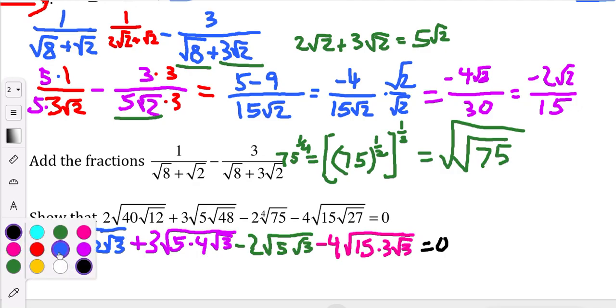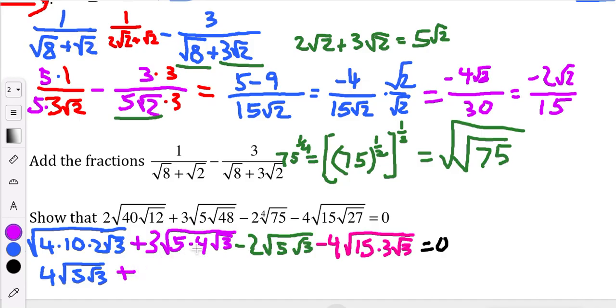So in the interest of time, I'm going to speed this up a little bit. 4 times 10 times 2, that, of course, is 80. And 80 is 16 times 5. So this is really 4 root 5 root 3. And then the purple part plus, so this 4 can come out. So this is 6, so 3 times 2, because the square root of 4 is 2. So this is 6 root 5 root 3.